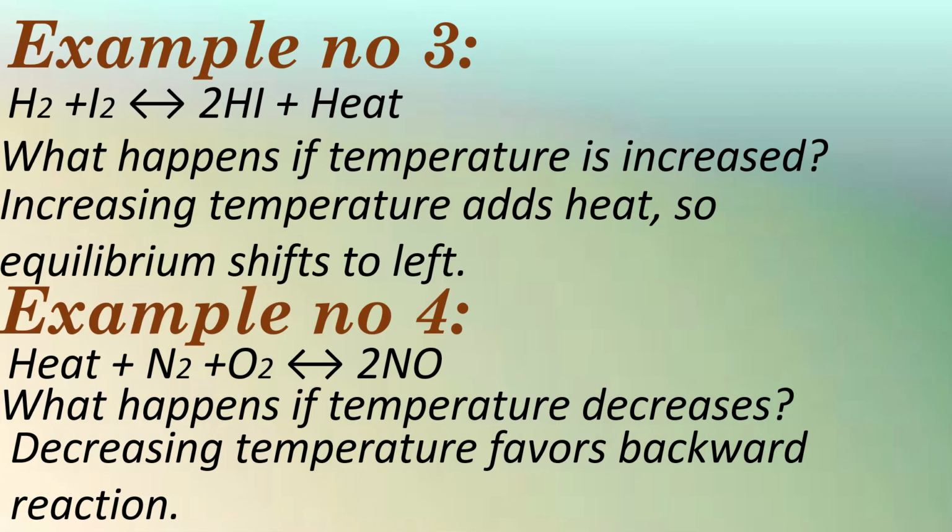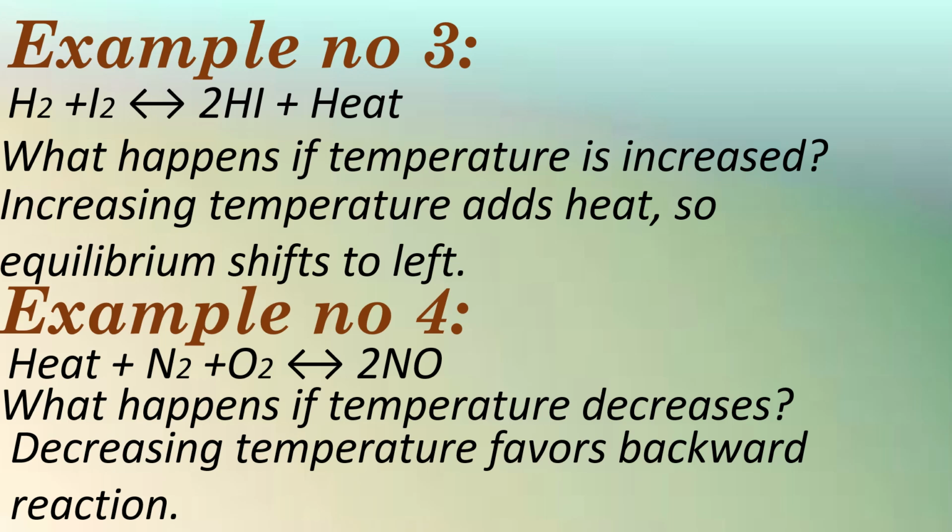Example number 3. Hydrogen gas plus iodine gas gives us 2 moles of hydrogen iodide plus heat. This is an exothermic reaction. Those reactions in which heat is released are called exothermic reactions. What happens if temperature is increased? Increasing temperature adds heat, so equilibrium shifts to the left. Because this reaction in the forward direction produces heat, so if we increase the temperature, equilibrium shifts to the left and more reactants are formed.